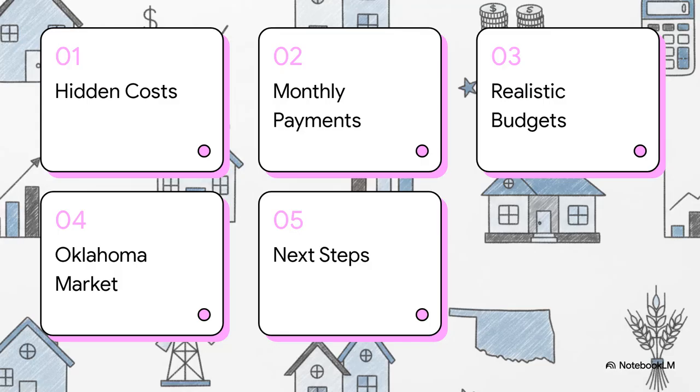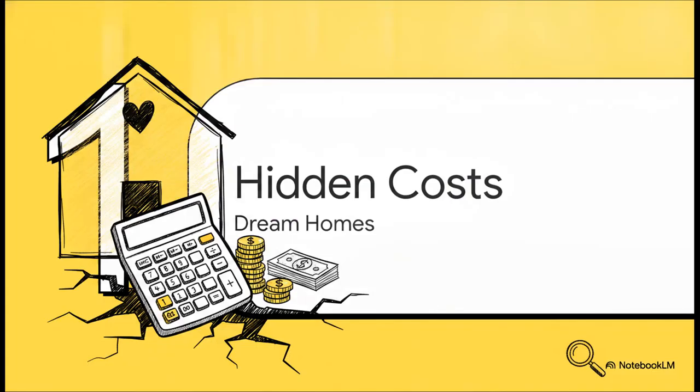All right, so here is our roadmap for today. 1. Dream homes and hidden costs. 2. Decoding your monthly payment. 3. Setting a realistic home budget. 4. The Oklahoma market difference. And finally, 5. Next steps for homebuyers. Let's jump right into Section 1. Dream homes and hidden costs.